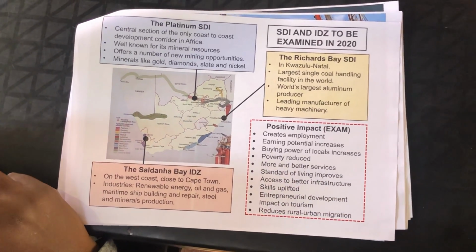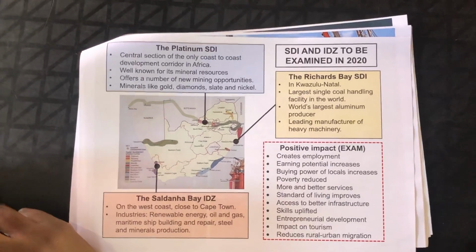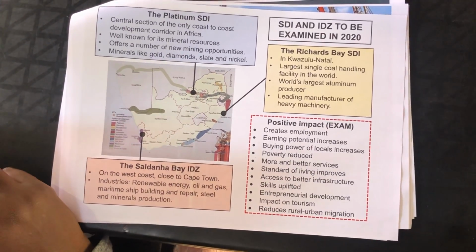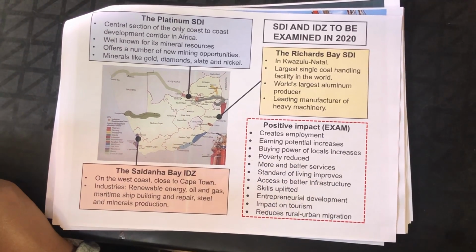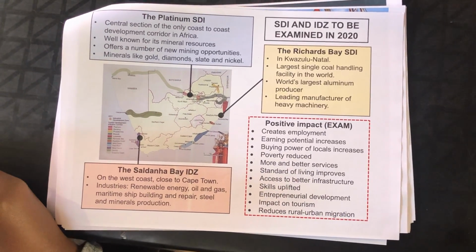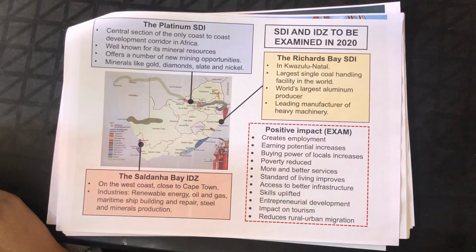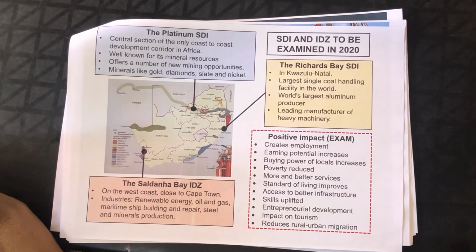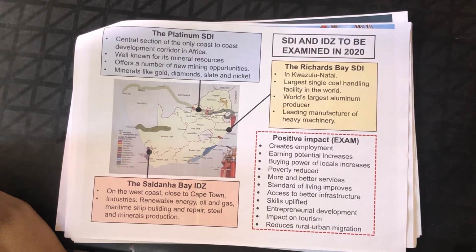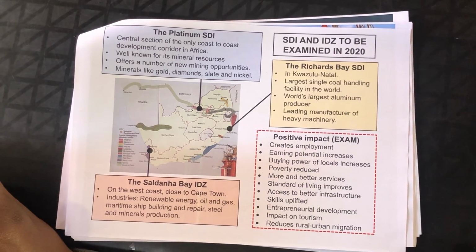Saldanha Bay, also an IDZ, which is located in the west coast there, close to Cape Town. A way of trying to decentralize industries there from Cape Town. Remember, we talk about Southwestern Cape. Industries there are mainly renewable energy, oil and gas, and maritime shipbuilding and repair, steel and mineral production.